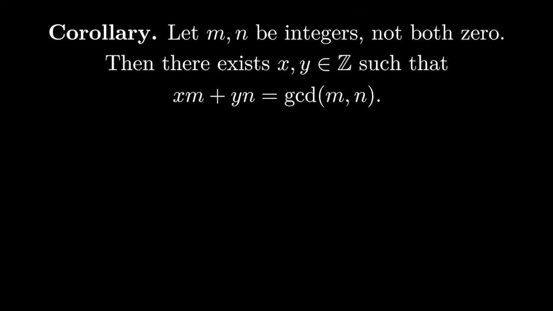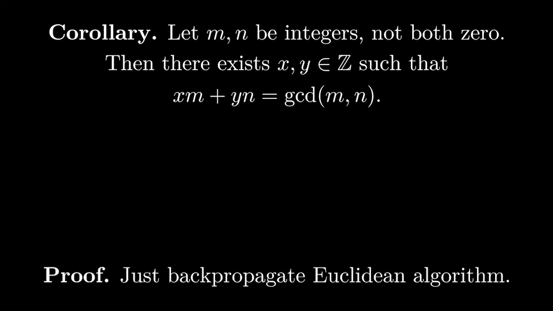So it turns out this always works. Once we have the Euclidean algorithm, we can always back propagate in this way. And this gives us a corollary to the Euclidean algorithm, which is known as Bézout's identity. It says that as long as m and n are not both 0, then there exists a pair of integers x and y that solve the equation mx plus ny equals the greatest common divisor of m and n. And the proof is just back propagation from the Euclidean algorithm. So if we accept the Euclidean algorithm, which we will prove later, Bézout's identity gives us the answer.